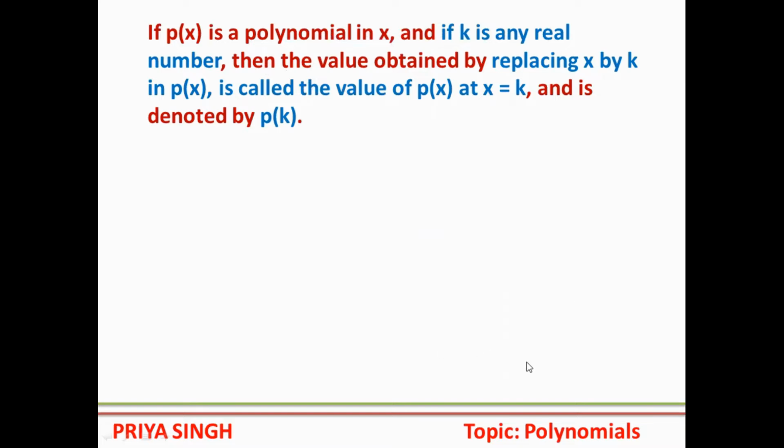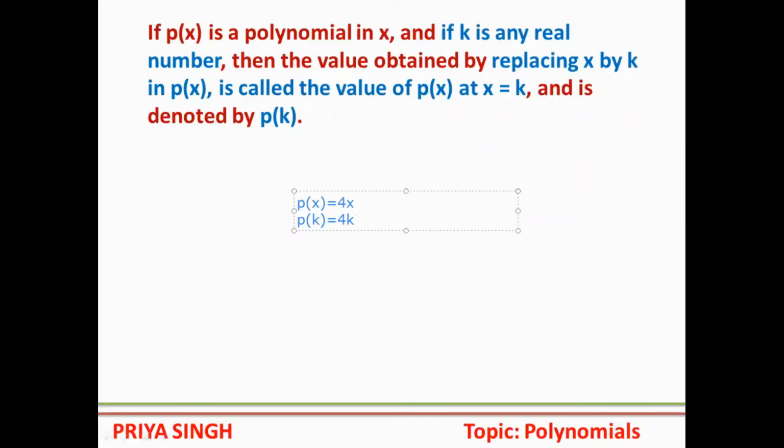Now I have read it, but it is all theoretical. You might have not understood what it means. Let me give an example. Suppose p of x is 4x. I want to find p of k. What I can simply do is just put x is equal to k. I'll get 4k. This is my value for p of k. That is 4k.